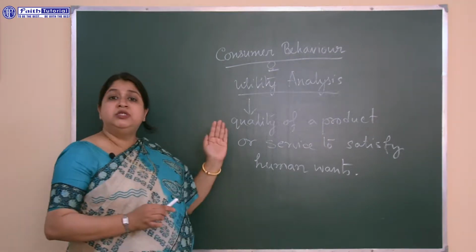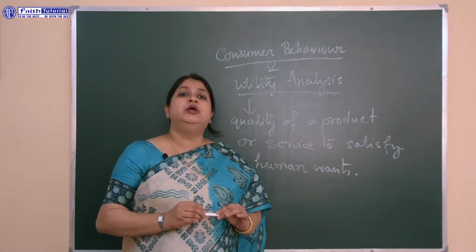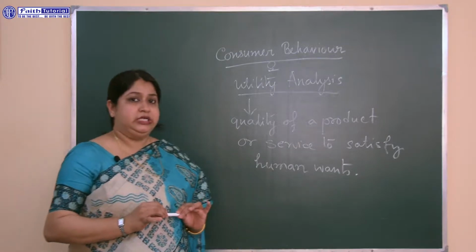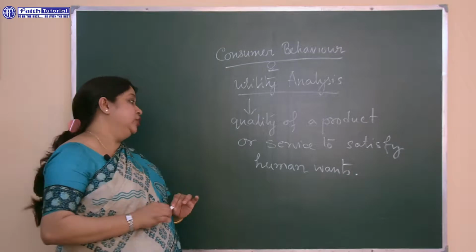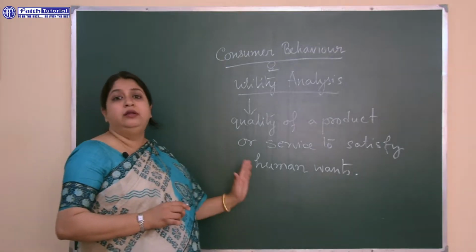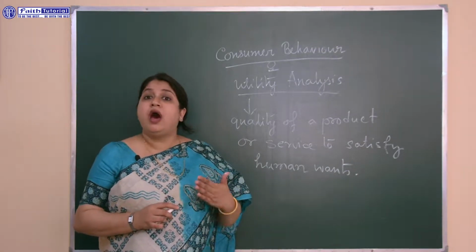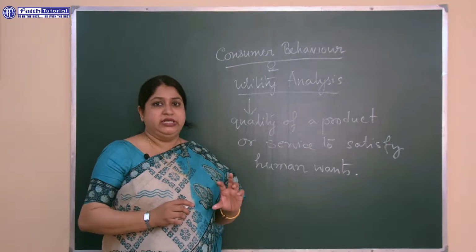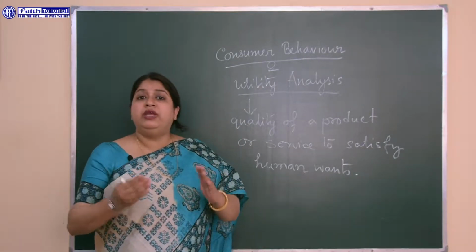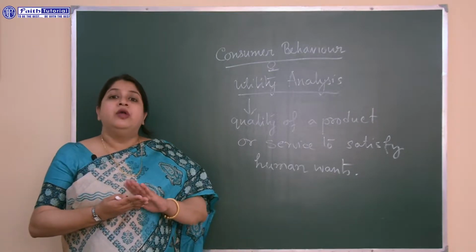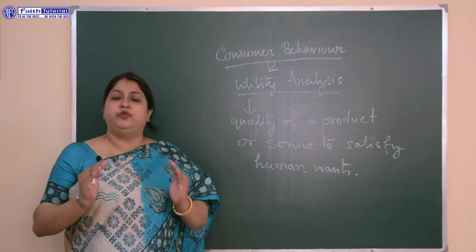And the consumer's main objective is to maximize their utility. Consumer wants to maximize their utility. So utility maximization is the main objective of the consumer. Now as we know, human beings have lots of wants. Wants are unlimited, but our resources, that means income, are limited. So how will the consumer maximize their utility within these limited resources? That is the biggest problem.